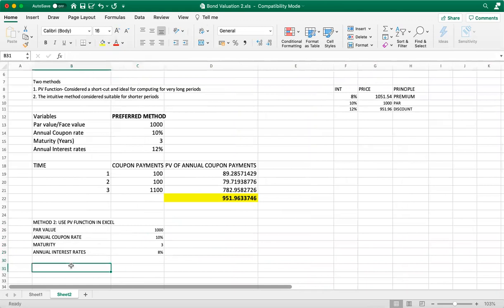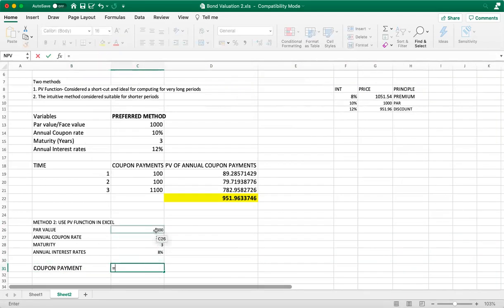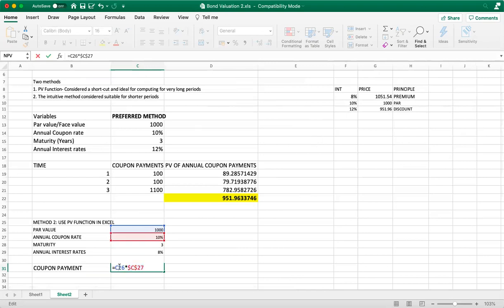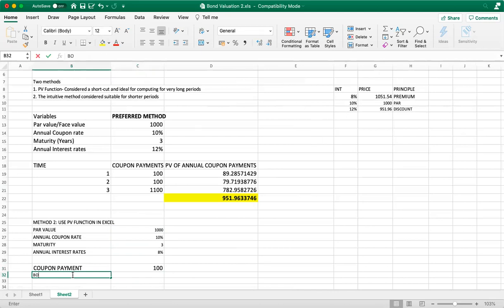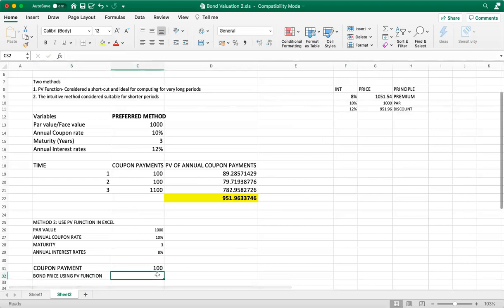So what you do is you get the coupon payment. The coupon payment is given by the par value multiplied by the annual coupon rate. You can put a $ sign if you wish. For this one, you can if you wish. If you don't, you can leave it. Now, we want to use the PV function. So bond price using PV function. You come here and use equals PV.